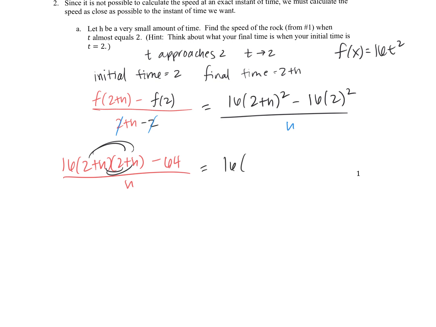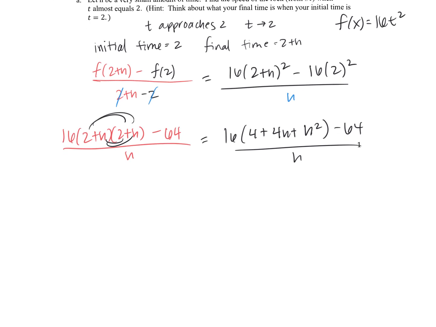What's 2 plus h times 2 plus h? 4 plus how many h's? 4h. 4h, very good. Plus h squared. Then I've got a minus 64, he's chilling, all over h. Sorry, this one does take up a lot of space.